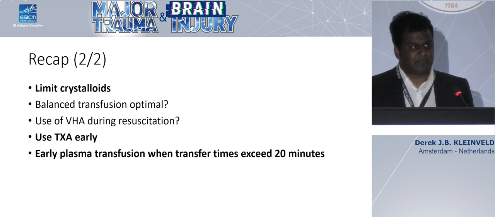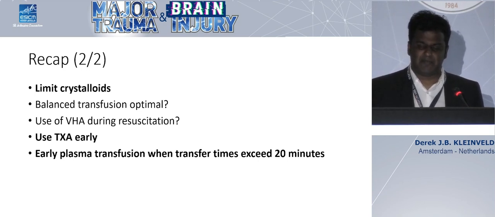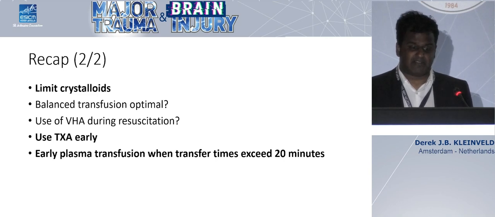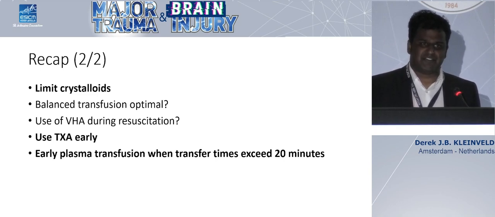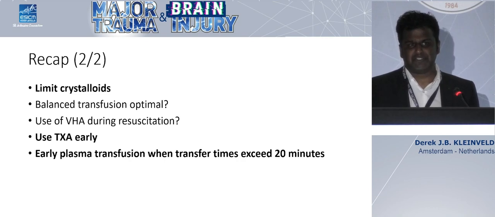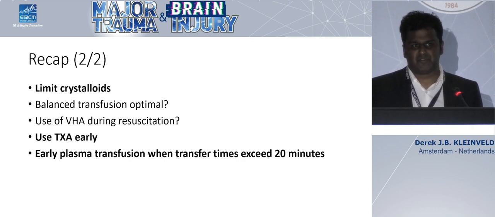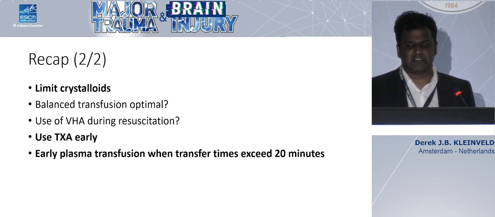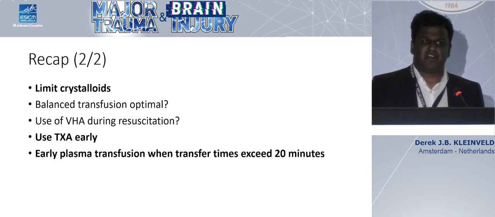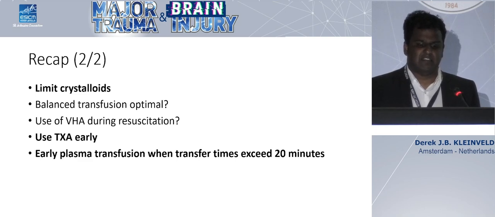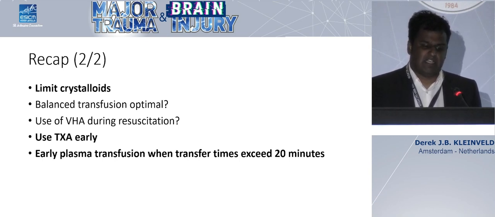So to recap, in damage control hemostasis, you have to limit the amount of crystalloids you're giving. We are giving a balanced transfusion strategy. However, we are not really sure if this is the most optimal strategy for your trauma-induced coagulopathy. There is some evidence on the use of viscoelastic testing. However, maybe not to augment your strategy, but purely to focus your strategy on. You should use tranexamic acid in those severely injured bleeding trauma patients, and maybe there's room for early plasma transfusion.